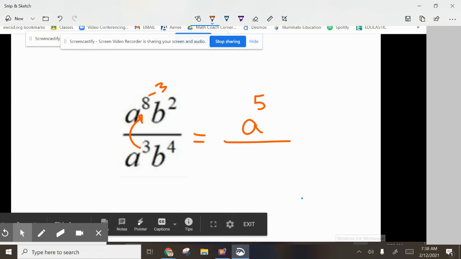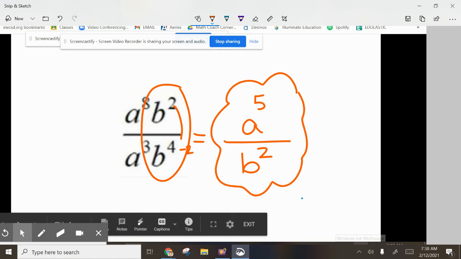All right? So now, let's go ahead and look at this other one, the B battle. Who wins this B battle? The top or the bottom? You can tell the bottom's going to win. But how much? You're going to take 2 away from that, you're going to get B squared.